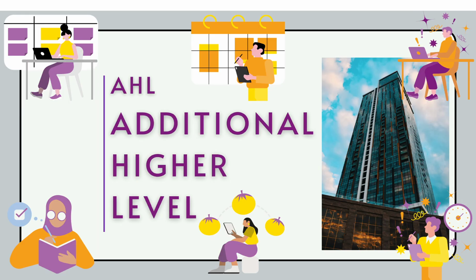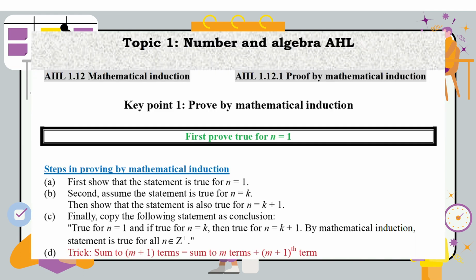This is an additional high level topic that we pay attention to. We are still on Topic 1, Number and Algebra AHL, nearly at the end. Okay, we are on mathematical induction, and then proof by mathematical induction. The game is a one-by-one proof. You prove it twice, and the whole thing will be proved.